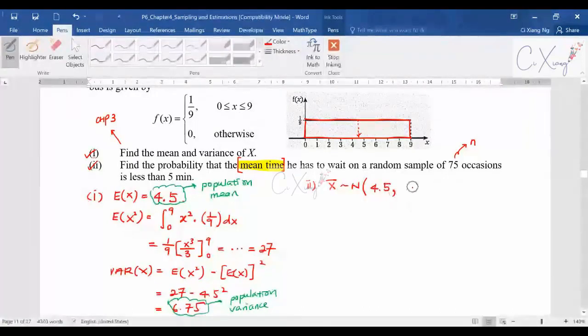Okay, what is the value for the variance of the sample mean? So the variance of the sample mean is you take the population variance 6.75 divided by 75, and therefore you can get the answer. The answer here should be 0.09.